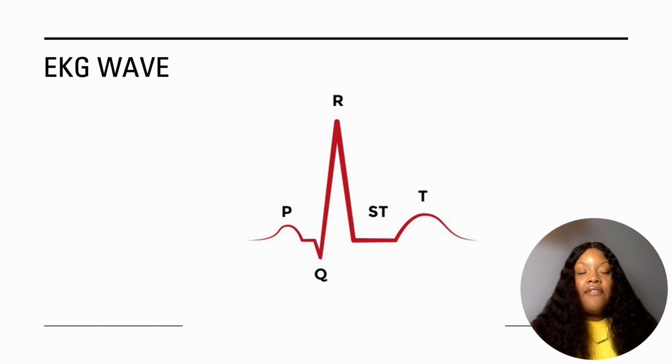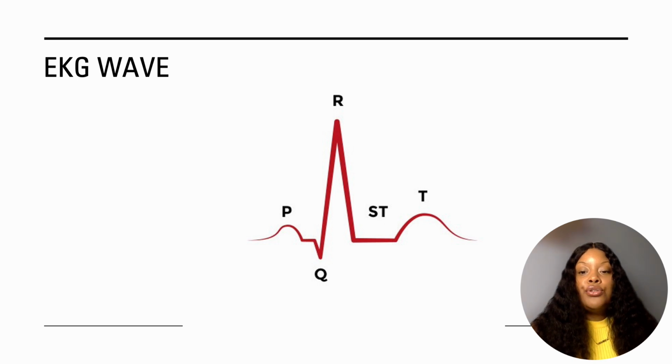All right, then we have our QRS complex, and that shows ventricle depolarization. That's when the ventricles are contracting, and once the ventricles contract, it pushes blood to your lungs and your body. Then you have your ST segment, and this is a pause between contraction and recovery. The heart muscle is starting to recover right here. And then your T wave shows ventricular repolarization, and this is where the ventricles are resetting and getting ready for the next beat.